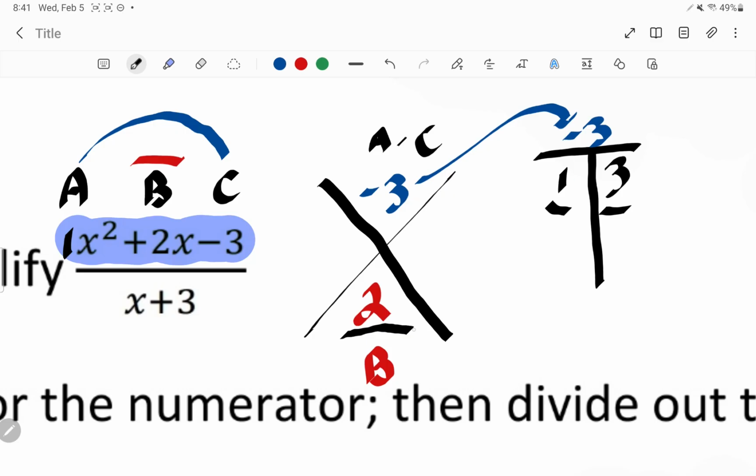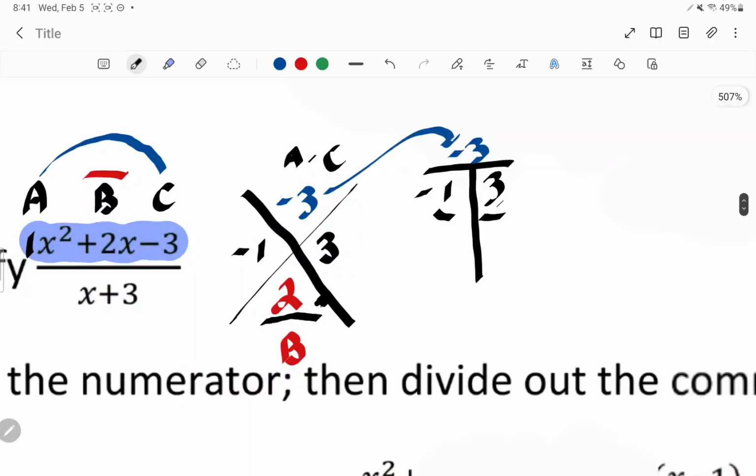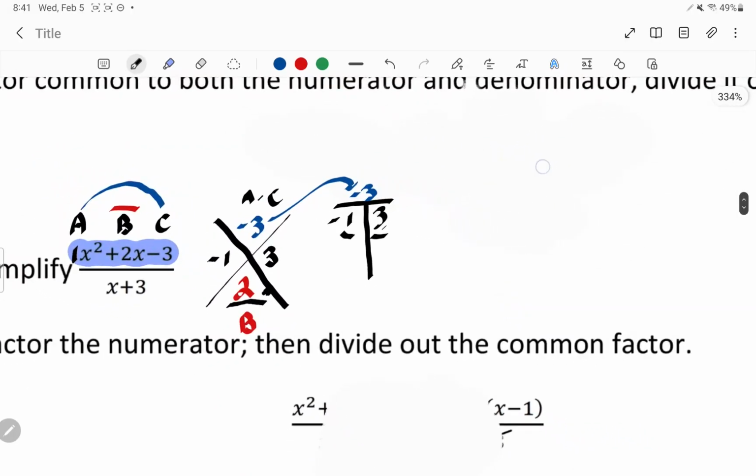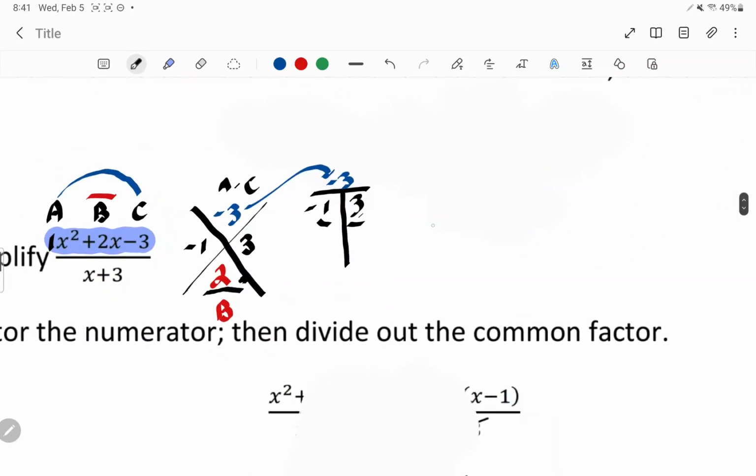Also, if I add those two numbers, they have to give me 2. So in this case, I need to make the 1 negative, because if I add 3 and negative 1, it gets me the 2. So I know my two numbers are going to be negative 1 and 3. Now that we have our two values, all we have to do is put them in parentheses as my factors.